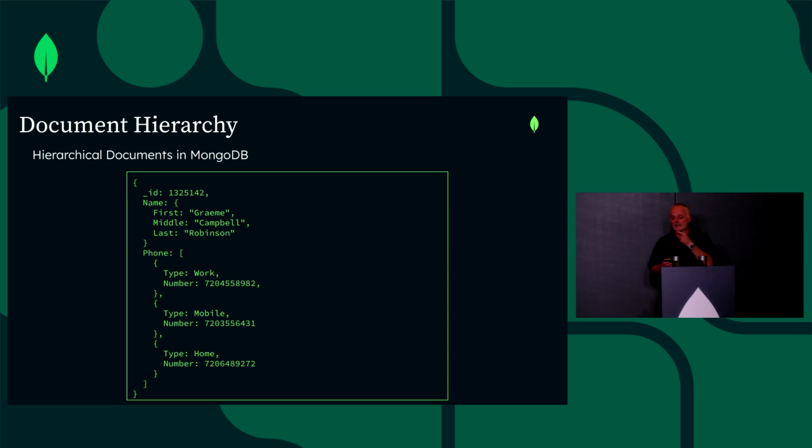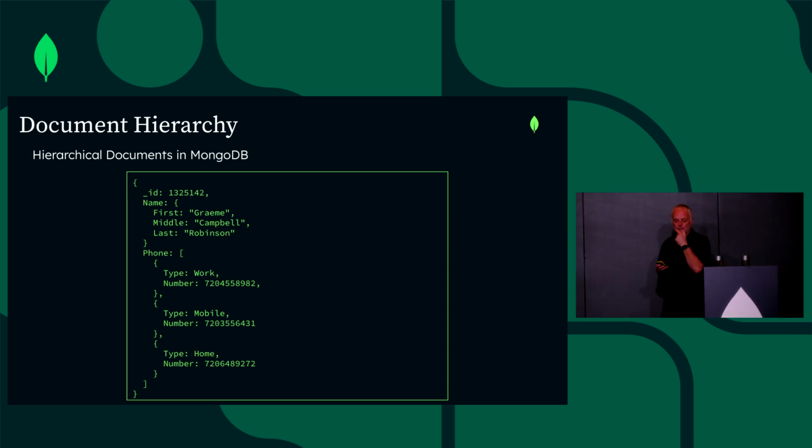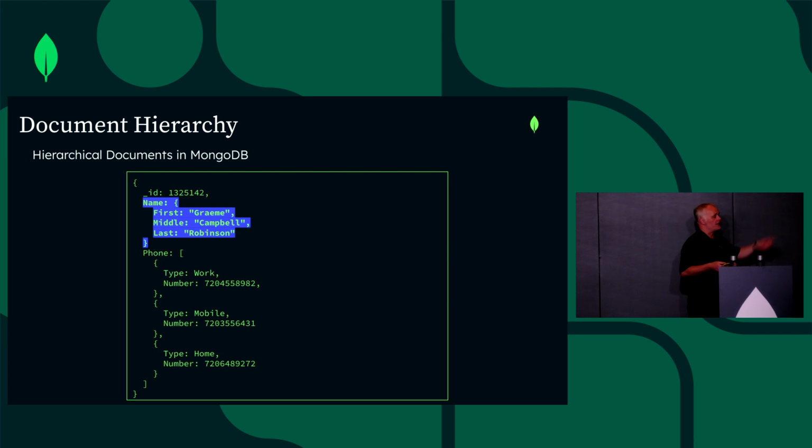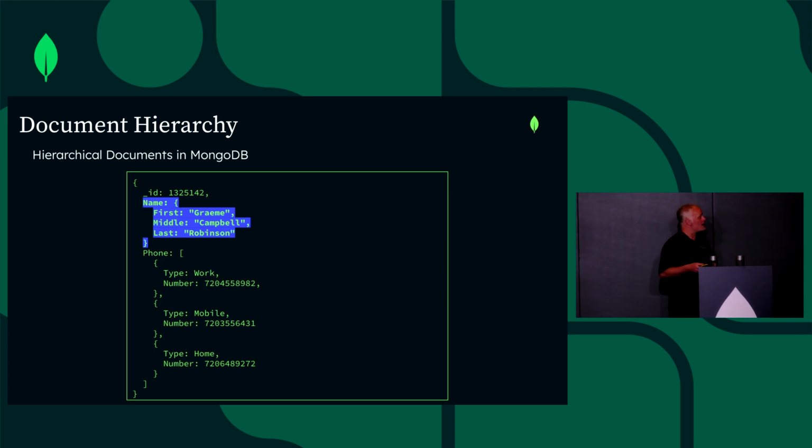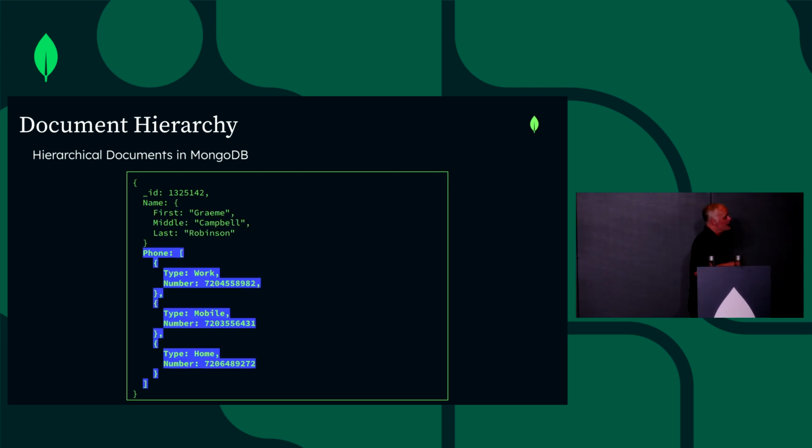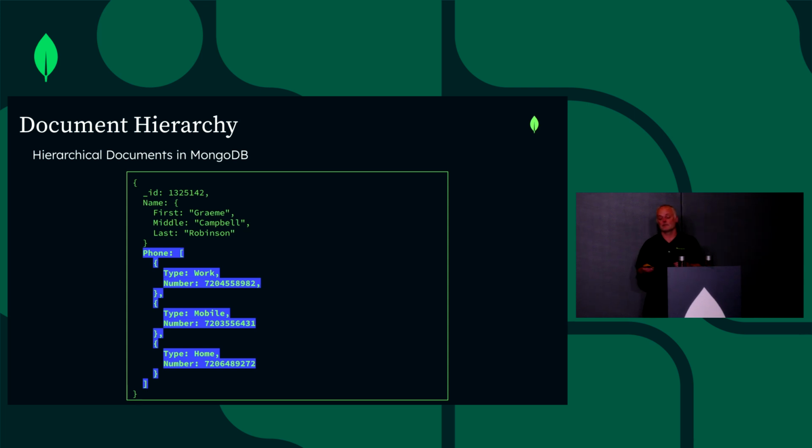And this is an example of a document where we have added some hierarchy and some structure. So we always have the underscore ID, so that's always going to be at the top level. We have a document representing the name, and within there we have first, middle, and last. We have a field representing the phone numbers, which is just an array of objects.